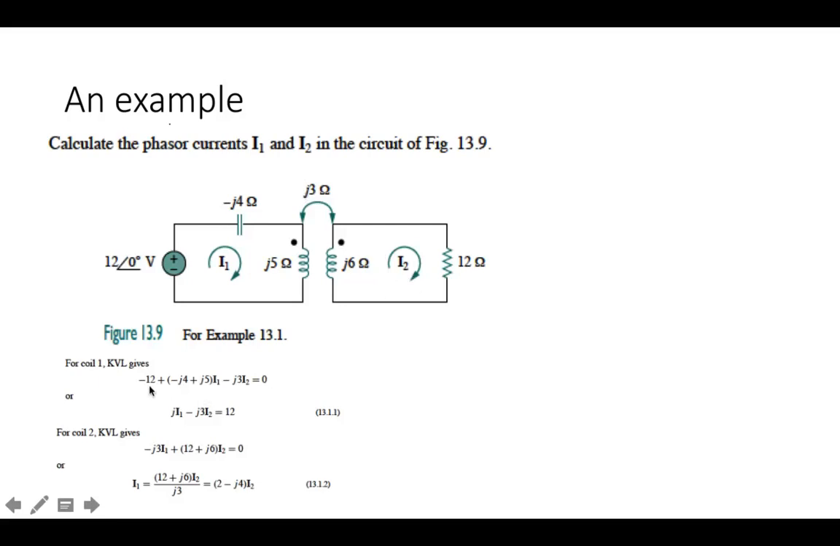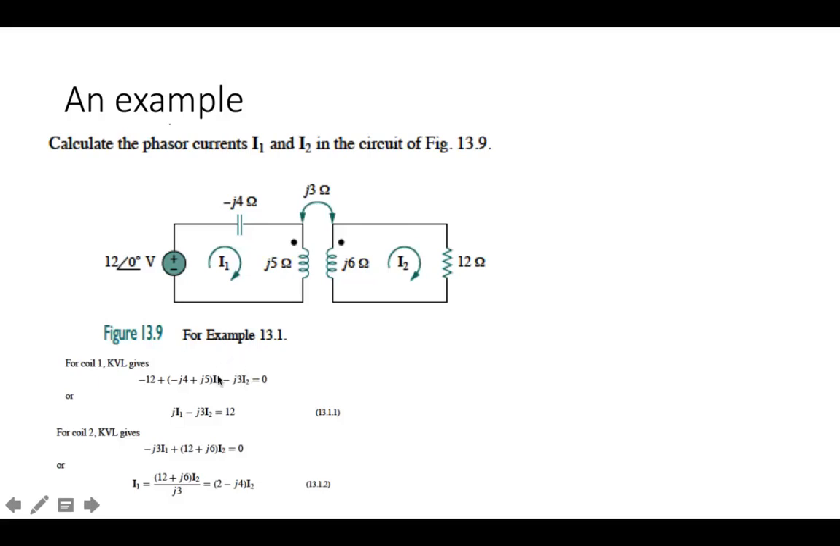So let's look here at the equation that's actually written. We have our minus 12, that's the voltage source, so clearly we're summing voltage drops. Then we have a drop across the minus J4 impedance, so we have minus J4 times I1. We have a drop across the inductor, so we have a J5 I1, and that's positive because it's a drop. The only reason the J4 is negative is it's a capacitive impedance. And then we have to incorporate the mutual term. Now, because the mutual term went from minus to plus on this inductor, we're going to have a minus J3I2.